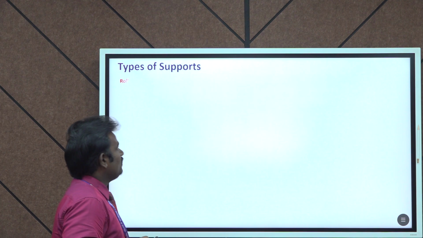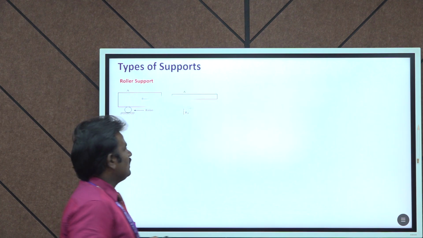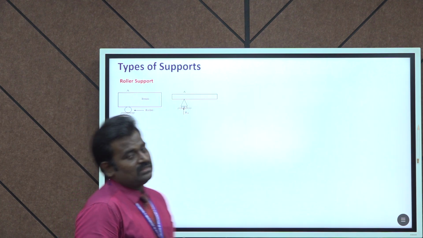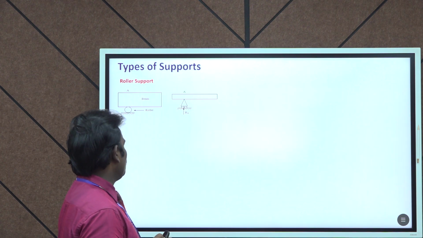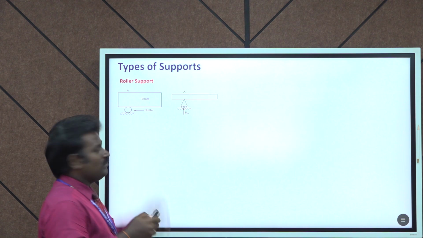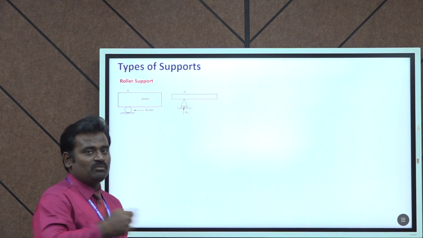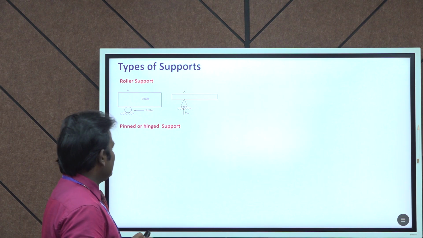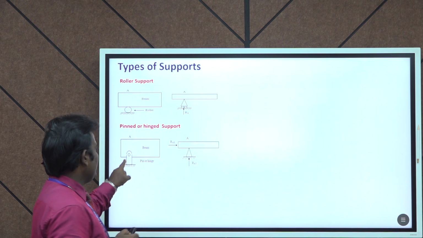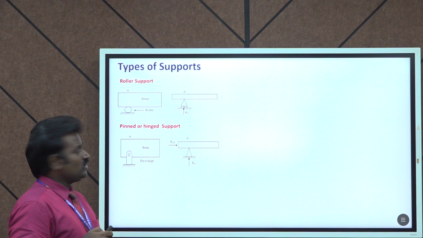Then types of support. There are a few types of supports. The first one is the roller support. Here the roller is there, and the beam is moving over the roller. Then pinned or hinged support.